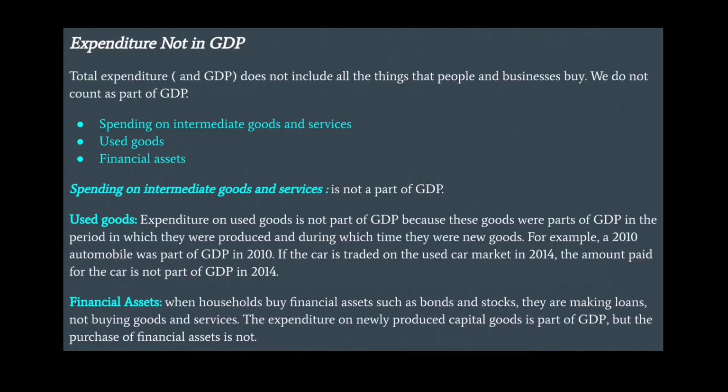Used goods. Expenditure on used goods is not part of GDP because these goods were part of GDP in the period in which they were produced and during which time they were new goods. For example, a 2010 automobile was part of GDP in 2010. If the car is traded on the used car market in 2014, the amount paid for the car is not part of GDP in 2014. Financial assets. When households buy financial assets such as bonds and stocks, they are making loans, not buying goods and services. The expenditure on newly produced capital goods is part of GDP, but the purchase of a financial asset is not.